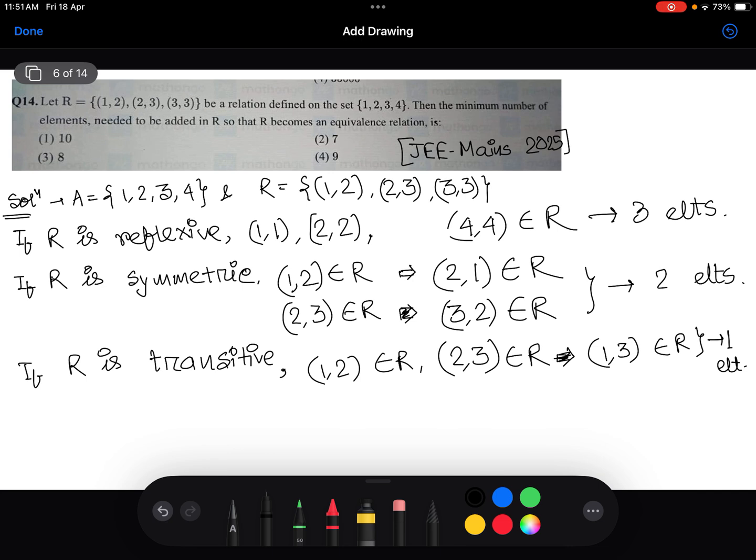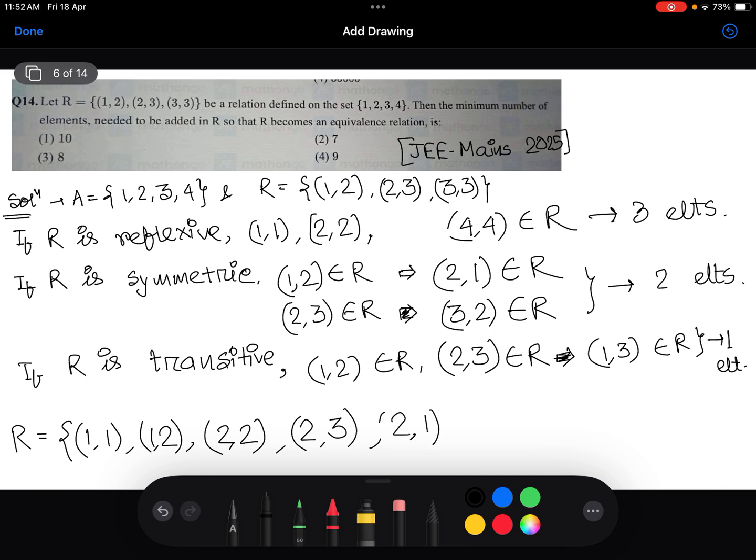So how is R looking right now? We have (1, 1), we have (1, 2), we have (2, 2), we have (2, 3), we have (2, 1), we have (3, 3), we have (1, 3), and we have (3, 2), right? So how many elements? 1, 2, 3, 4, 5, 6, 7, 8, right?